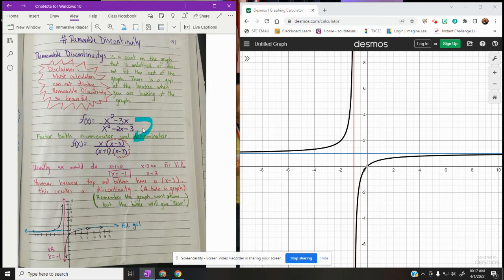So I have this function, x squared minus 3x over x squared minus 2x minus 3. And what I did is I factored them out. And because right here I have an x minus 3 on the top, along with an x minus 3 on the bottom, these actually nullify each other, right? It's like you're saying 4 divided by 4, that's just 1. Well, then this function turns into this function.